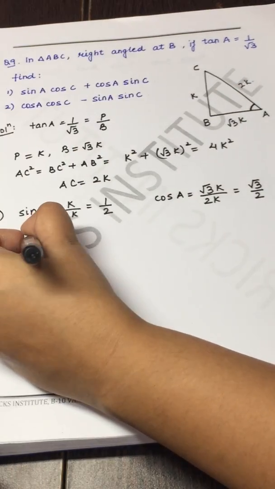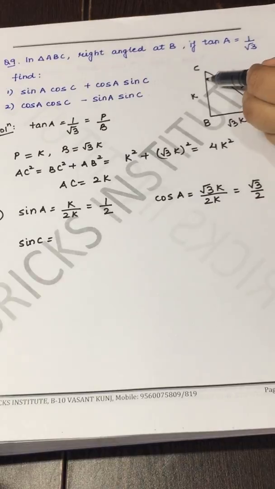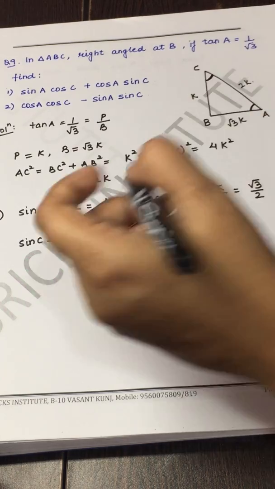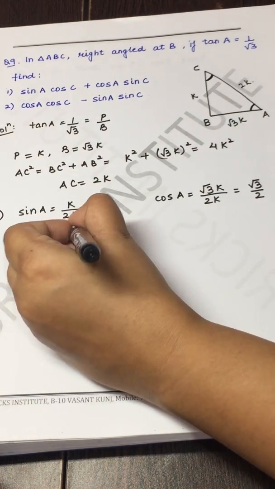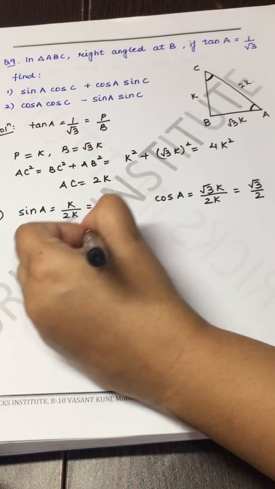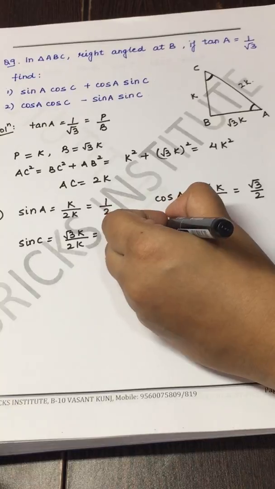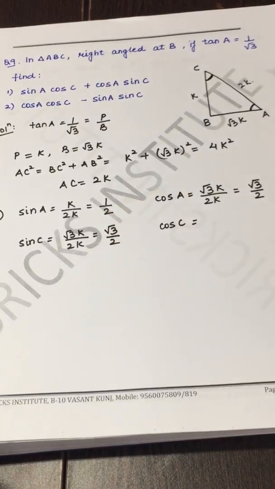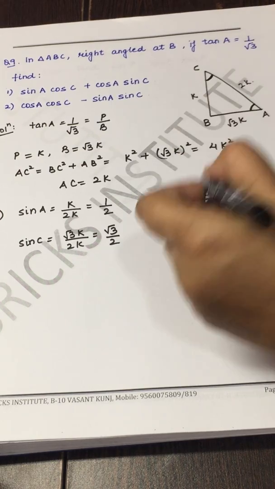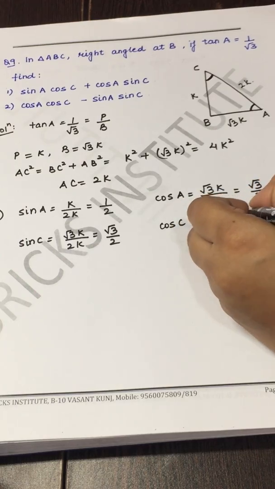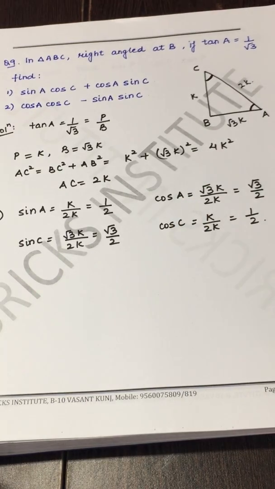Sin C, this is the angle now, this. So this is the perpendicular and this is the hypotenuse. So we will get root 3k upon 2k, which is equal to root 3 by 2. Similarly, cos C, for cos C, this is the base and this is the hypotenuse. So k upon 2k will give me half. Let's substitute the values now.